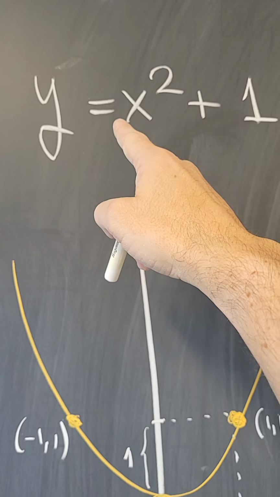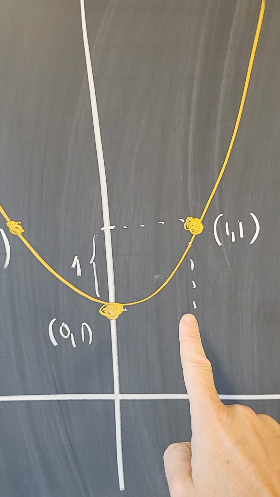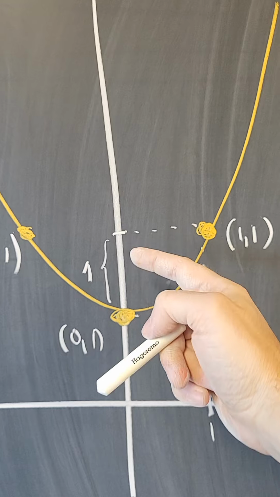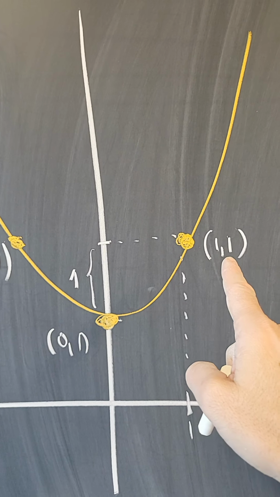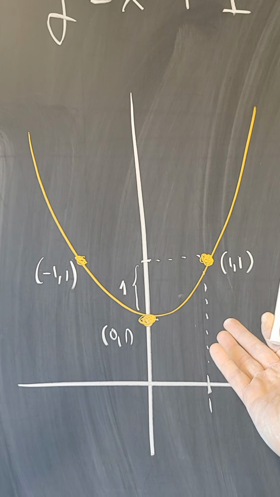And finally, a is 1. And that tells me that if I start from the vertex and move over by 1, the rise will be exactly 1. So the parabola has to go through (1, 1) and (minus 1, 1). So the parabola looks just like that.